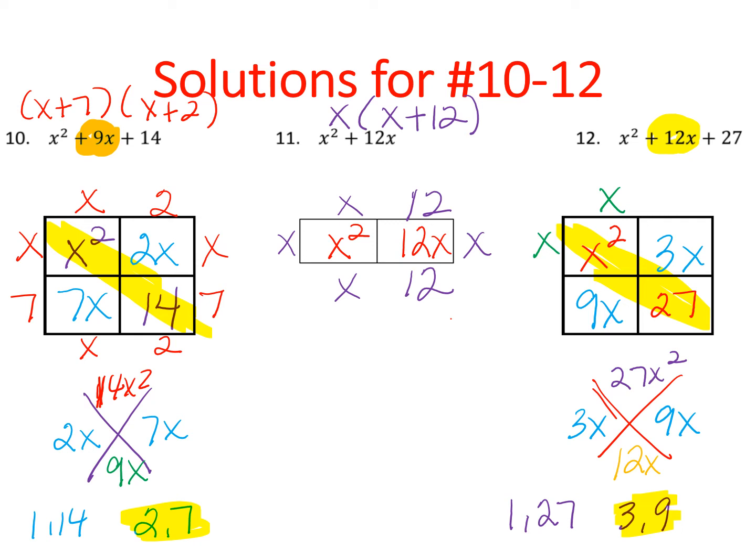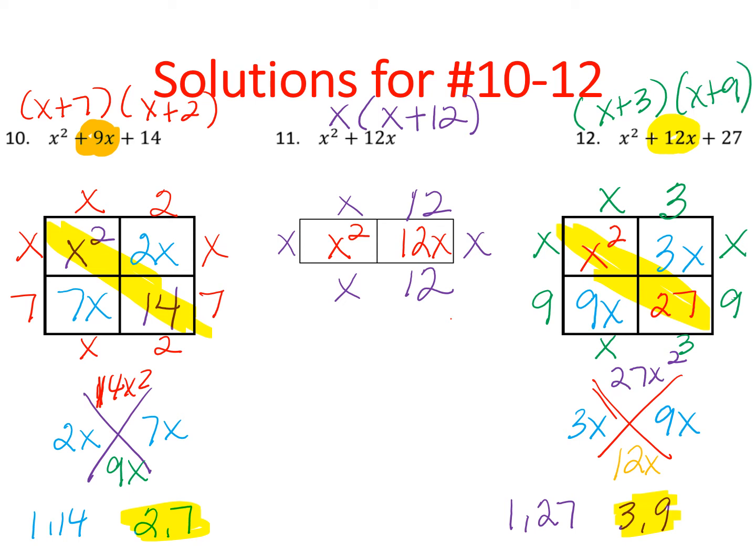X times x, again, fill in the opposing sides. X times what will give me 3x, that's 3, can put a 3 at the bottom. Second row, x times what will give me 9x. Again, if the left side is 9, the right side is 9, and then we always want to check. And if we do 9 times 3, we do indeed get 27. So the factors for number 12 are x plus 3 and x plus 9.